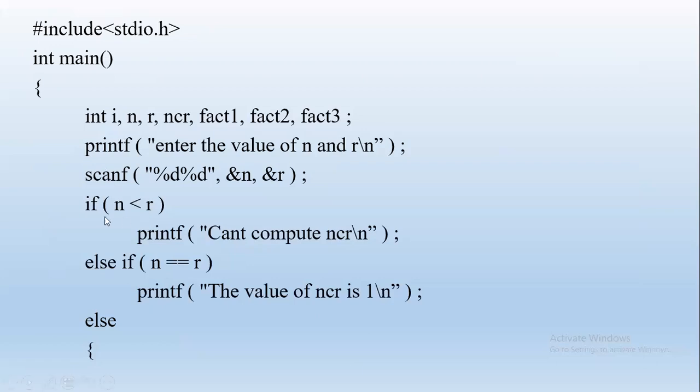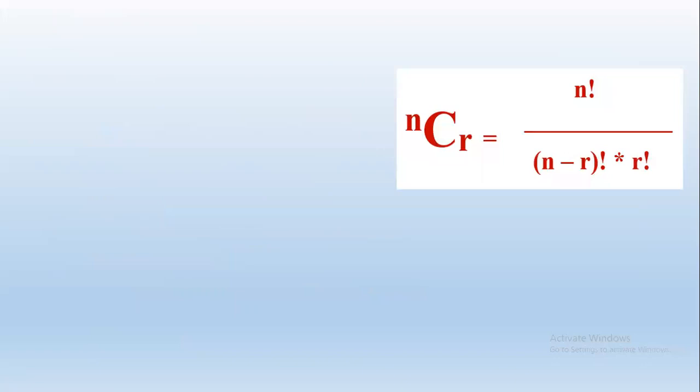5 is not less than 3. 5 is not equal to 3. So here control comes to the else part. Now we need to compute 5C3. How do we do this? 5C3, n is 5, r is 3. So 5 factorial by (5 minus 3) factorial into 3 factorial. So that will give us 5C3.